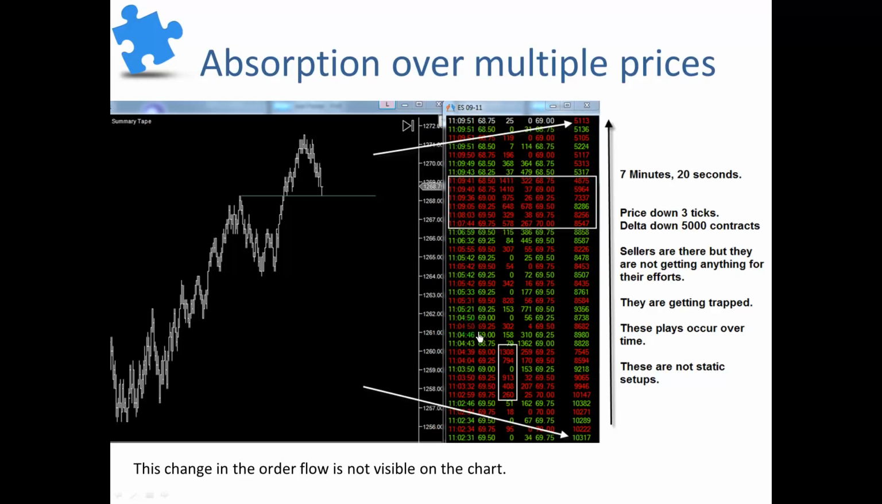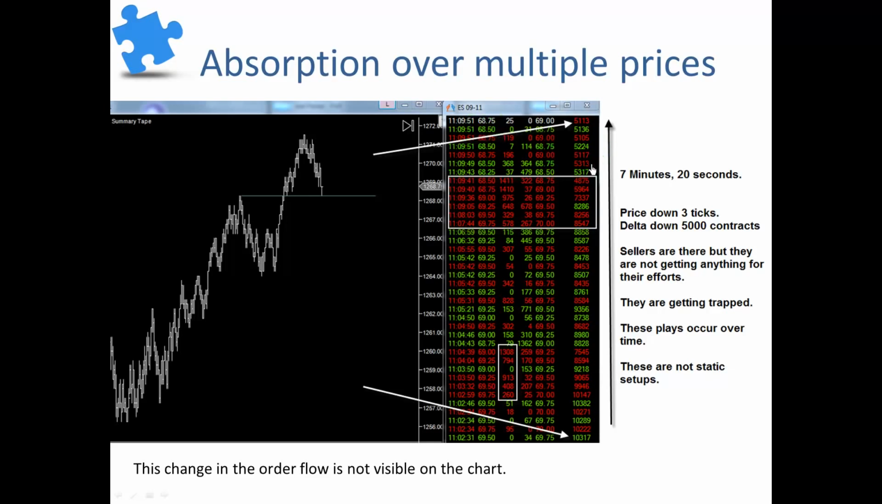From top to bottom. So if we look at this number on the right here, 10317, that's the delta. So we can see that in the 7-minute period, delta has gone down 5,000 contracts. So that's 5,000 more sell market orders than buy market orders. Price has moved down in this period 3 ticks. So I've got 69.50 at the bottom, 68.75 at the top.